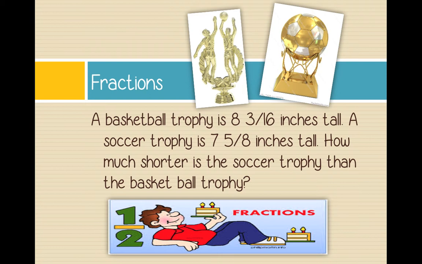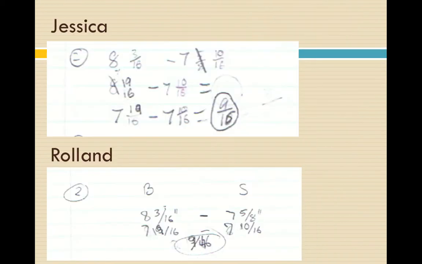Now this problem number 2 is fractions. A basketball trophy is 8 3/16 inches tall. A soccer trophy is 7 5/8 inches tall. How much shorter is the soccer trophy than the basketball trophy?